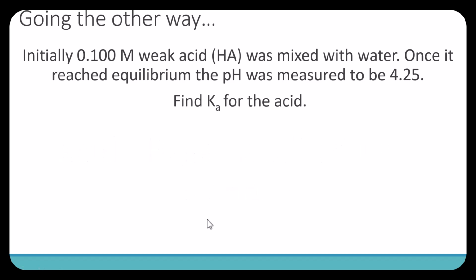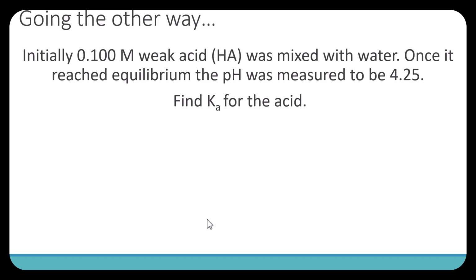So initially a weak acid was mixed with water. Once it reached equilibrium, we reached in and measured the pH to be 4.25. Find the Ka value.